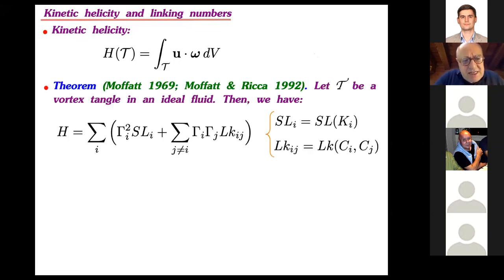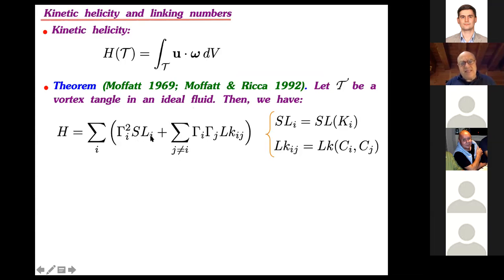The topological interpretation of helicity is rooted in the famous, celebrated work of Moffatt, 1969, where helicity was expressed in terms of Gauss linking numbers, L_ij, which is a measure of the linkage between tubes i and tubes j.